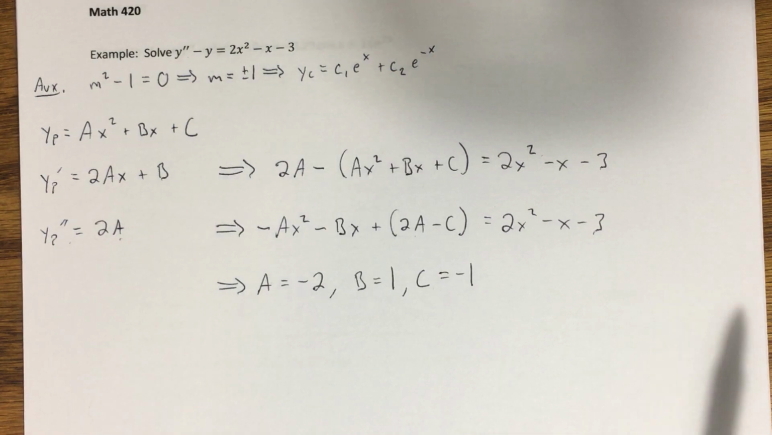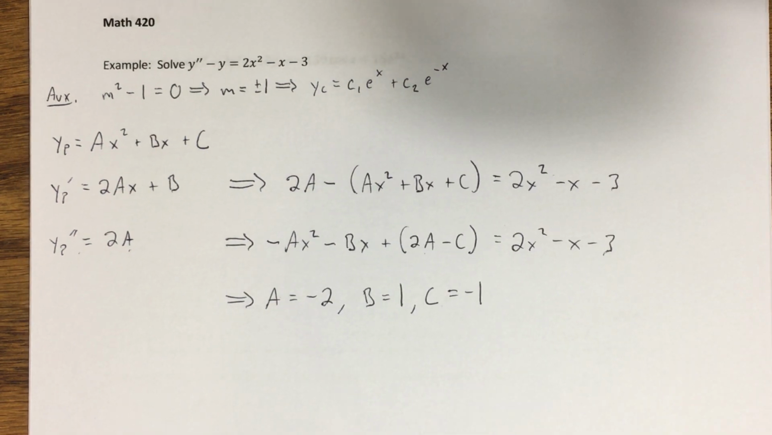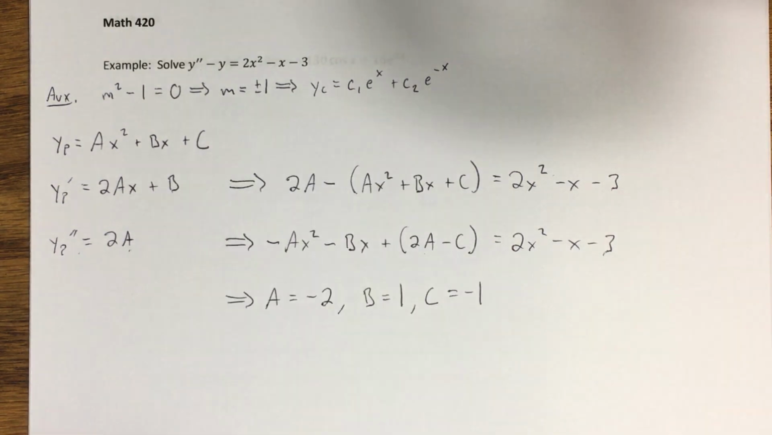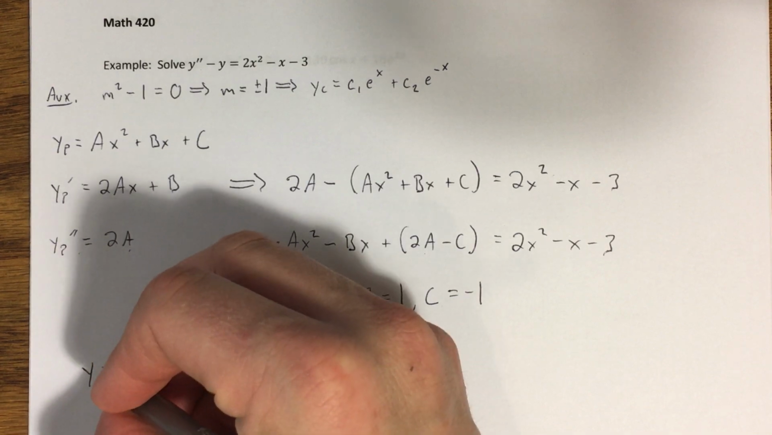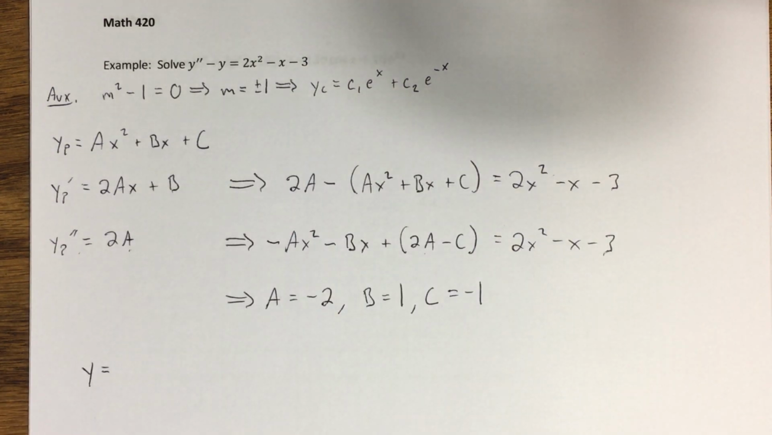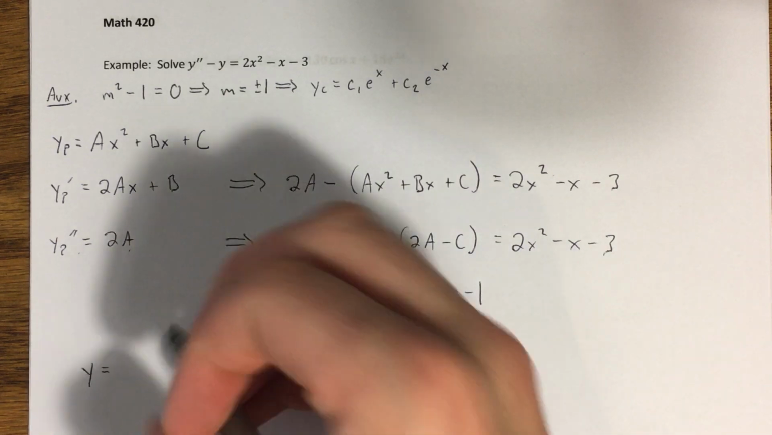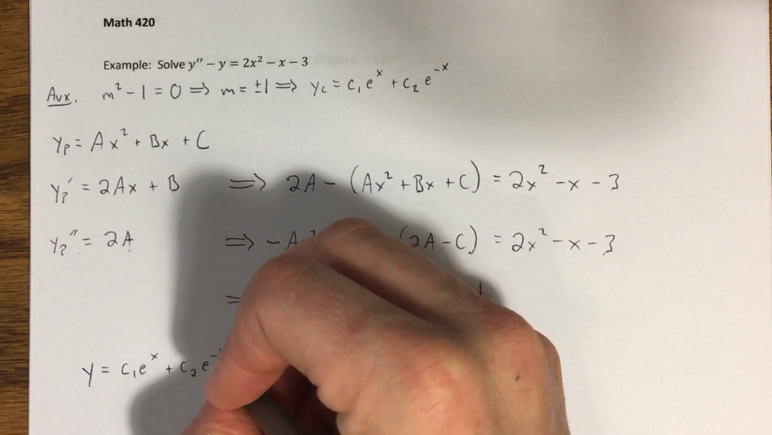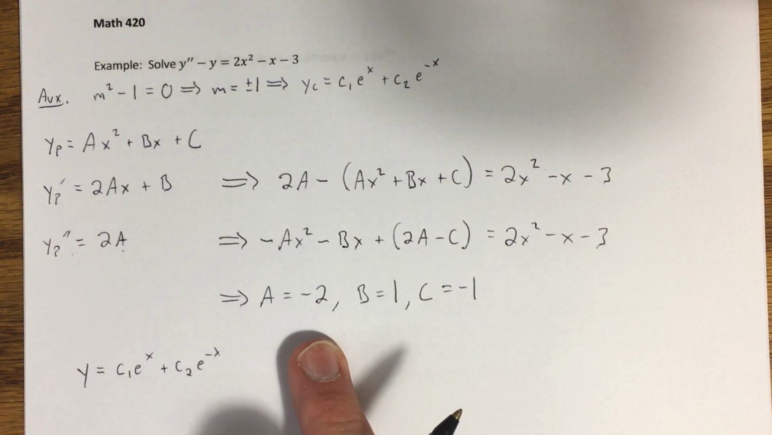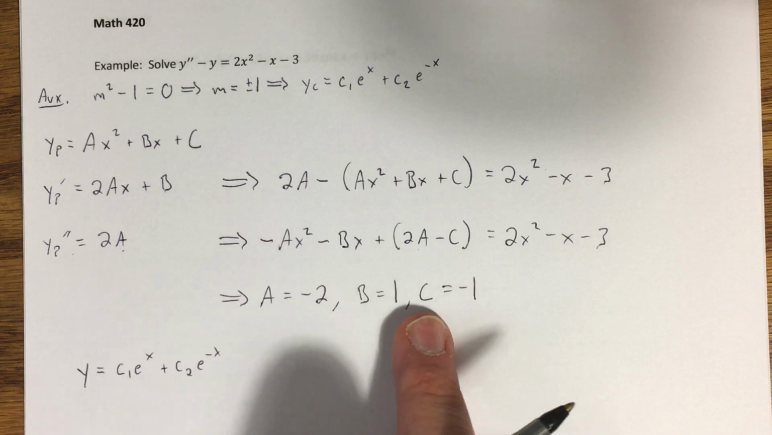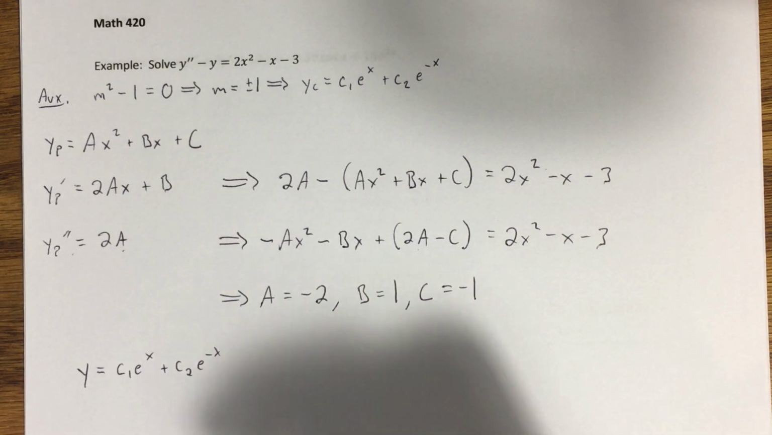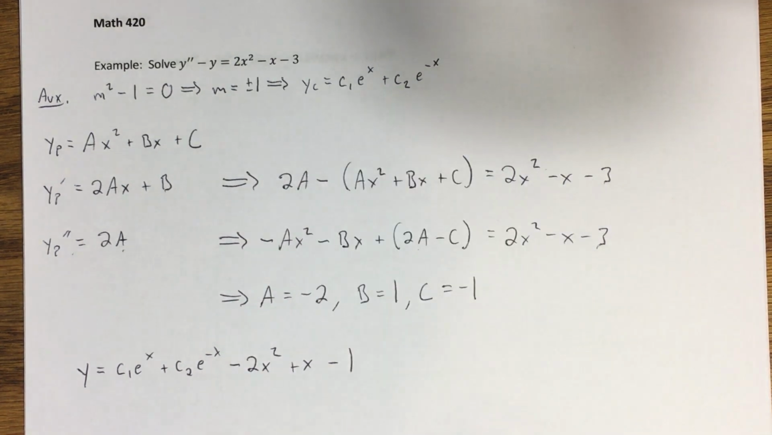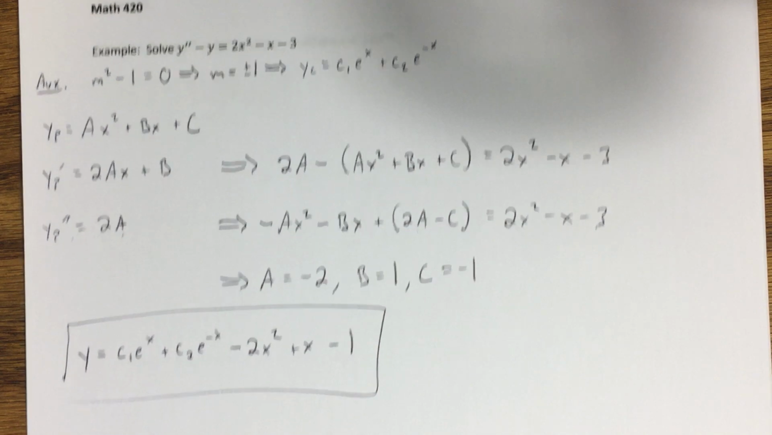But remember, that by itself is not the answer to the question. It's not the solution to this DE, because I'm looking for a general solution. So I have to also add my complementary solution. That means the whole shebang, the whole answer to this problem is y equals that, my complementary solution, c1 e to the x plus c2 e to the negative x, plus my particular solution that we used these coefficients to find. And remember, that's going to look like minus 2x squared plus x minus 1. That is the general solution.